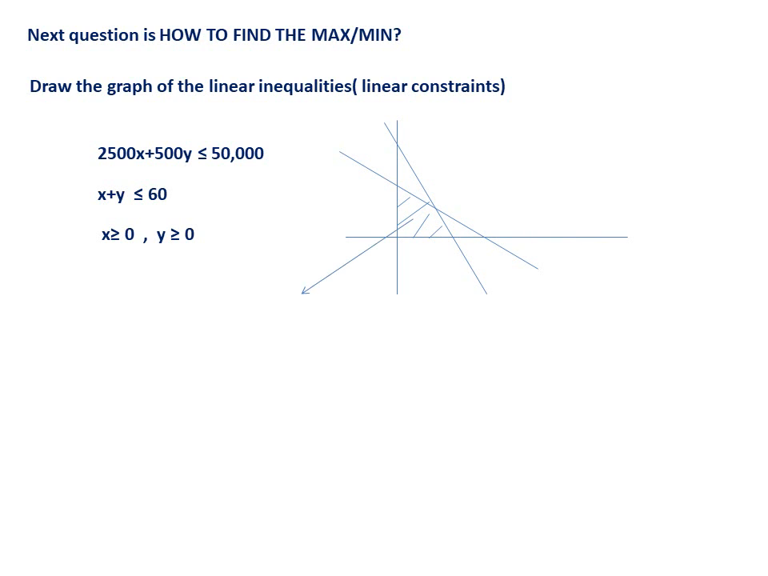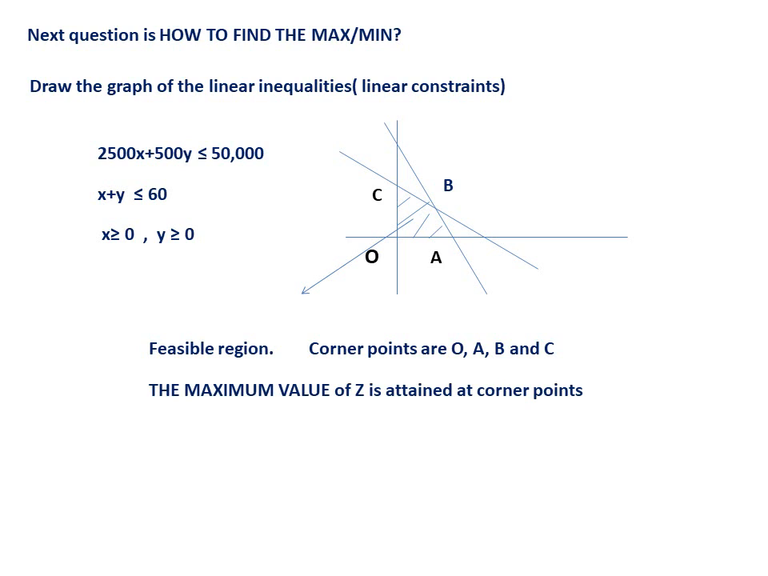Now see, this is the feasible region. In the definition it has come. This is called feasible. That means the solution set consists of this one. Now one is O, another one is A, another one is B, another one is C. These are called the corner points. See, the feasible region means it is the region where you have to find the solution, or the solution lies there, and these are the corner points. And the maximum value of z is attained at a corner point. This is a very, very important concept.